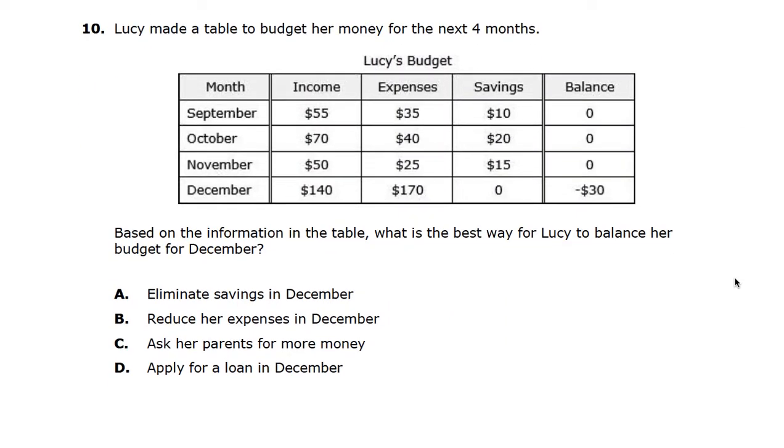Question 10. Lucy made a table to budget her money for the next 4 months. Lucy's budget. The months: September, October, November, December. Income, expenses, savings, and balance. Based on the information in the table, what is the best way for Lucy to balance her budget for December?